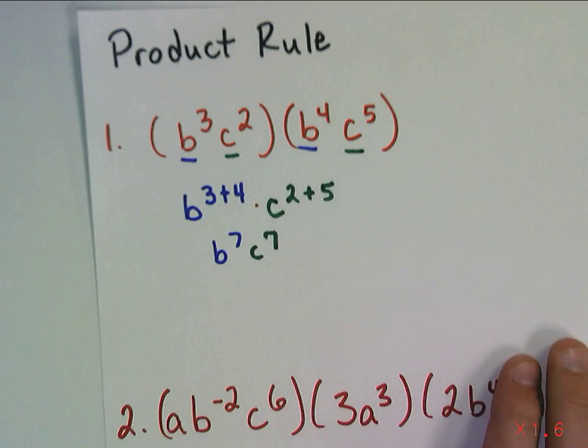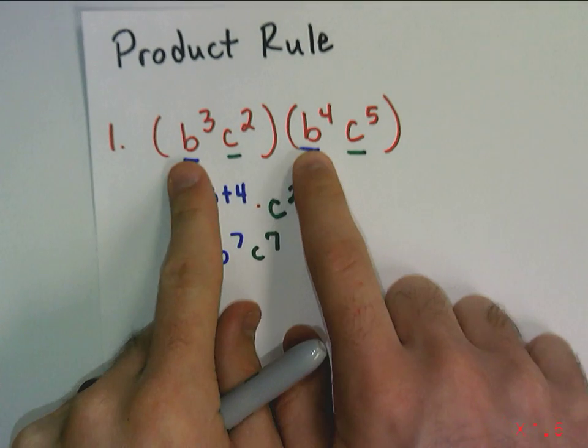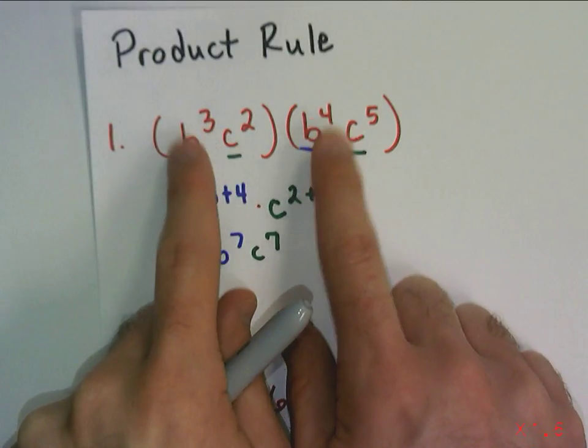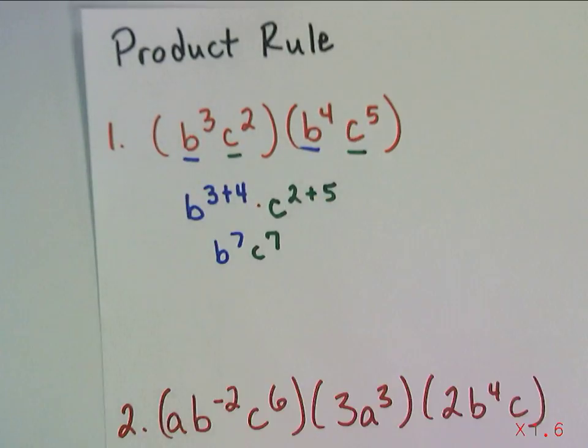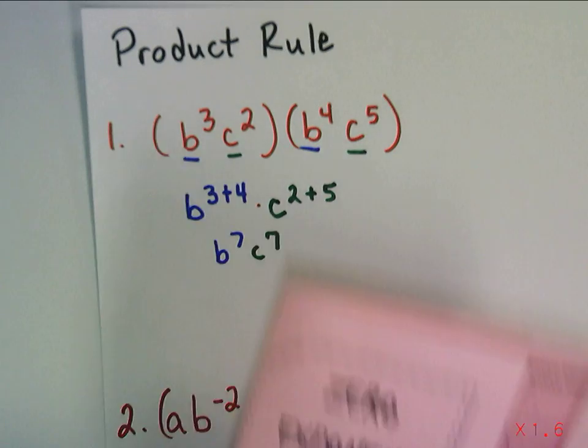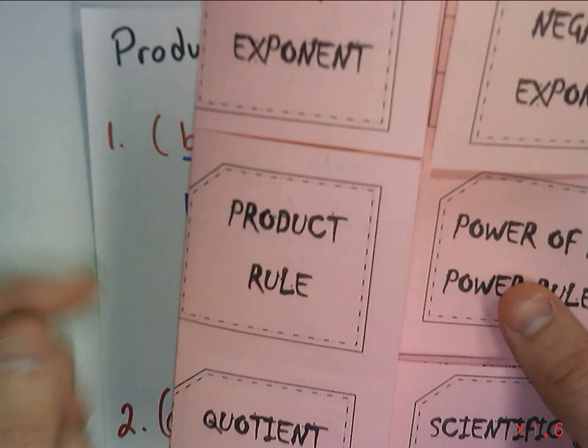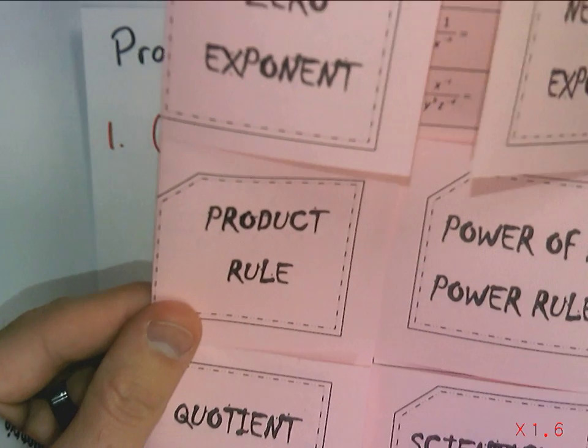That's the product rule. If you have the same bases and different exponents, and they're multiplied together, you add those exponents. Be referring back to this pink sheet, because it will be a big help when looking for which rules you need to use in the problems you're doing.